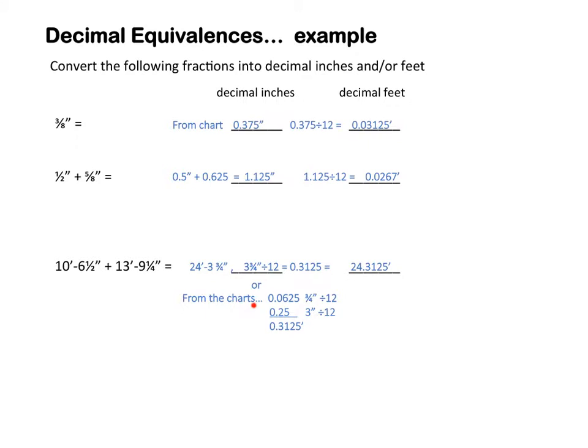Or simply from the charts, you get the 0.0625, which is the 3/4 divided by 12. You get the 0.25, which is 3 divided by 12, and you would get 0.3125, which is the same answer you have up here, extended on out over there.